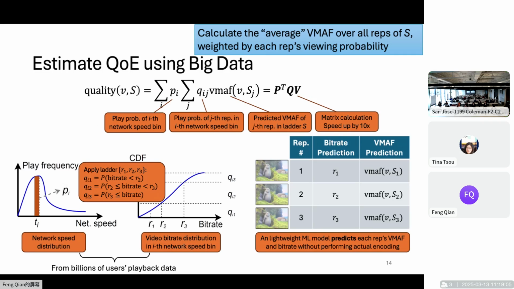That is because remember we have this ABR, right? The ABR algorithm will determine the quality based on the network speed.